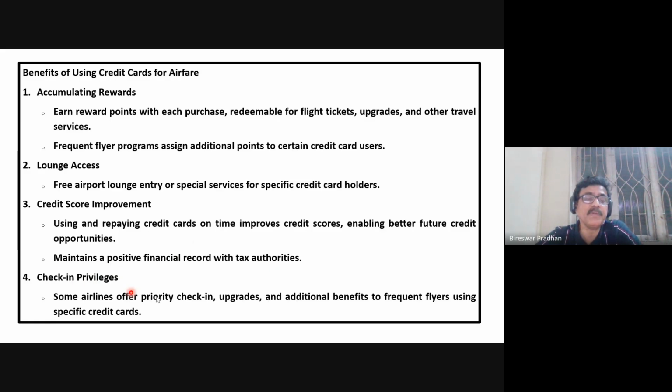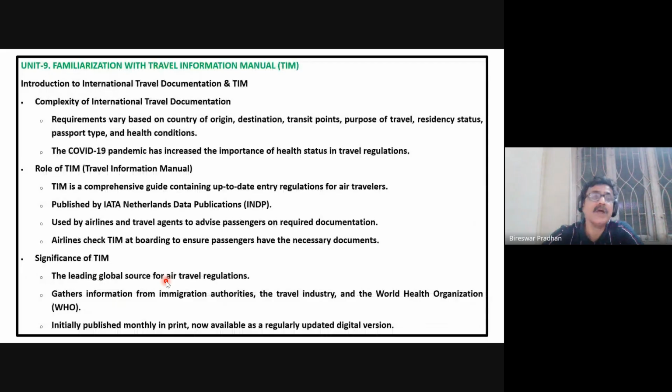Now, check-in privileges. Some airlines offer priority check-in, upgrades, and additional frequent flyer benefits using specific credit cards. If you have the specific credit card, they also give certain privileges. Now we have completed unit number 8. Now again we are going to familiarize ourselves with the Travel Information Manual, TIM.